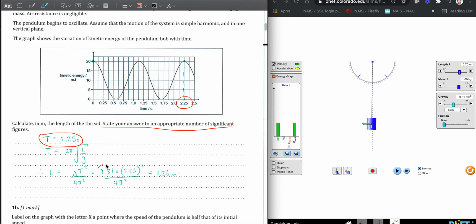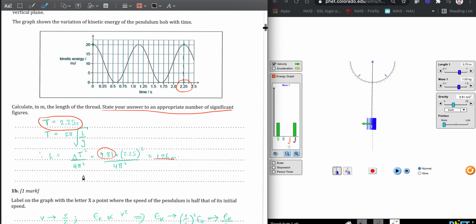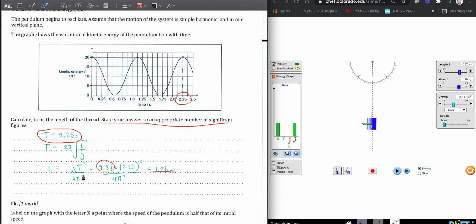Okay, g is also given to 3 significant figures, and so therefore we are allowed to give our answer to 3 significant figures. So there's a mark here for just thinking about the significant figures there. All right. We're then asked to label the point with the letter x, where the speed of the pendulum is half of its initial speed.